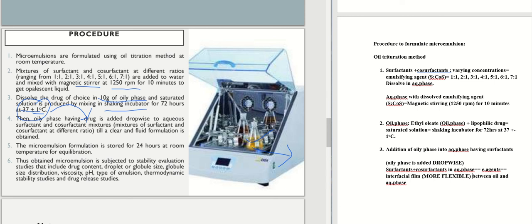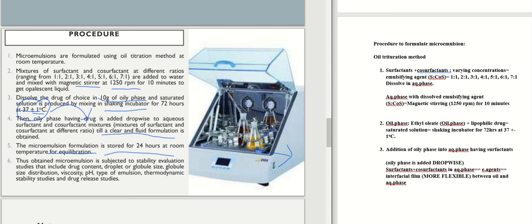Now we need to make sure that it is under continuous stirring, and the process is continued till we get a clear and fluid formulation. So as soon as we complete the addition of the oily phase, we'll get a clear, translucent or transparent formulation. Now the microemulsion formulation thus obtained is stored for 24 hours at room temperature.